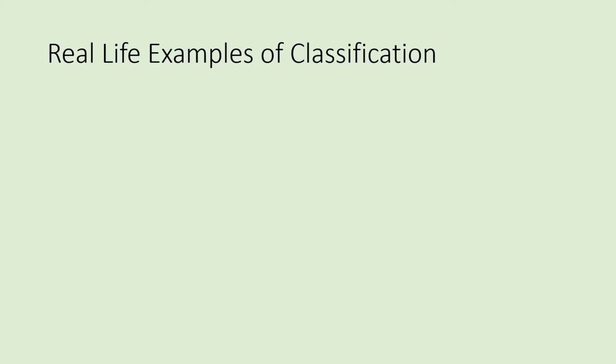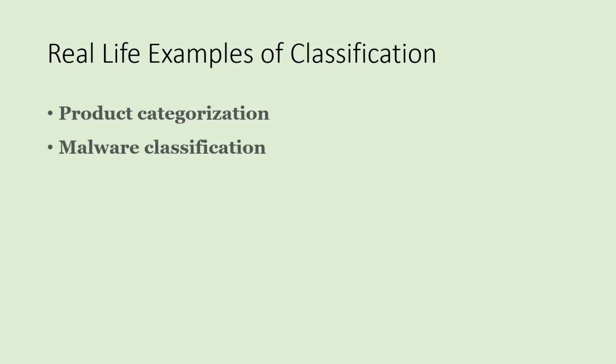Let's explore some real-life examples of classification. The first example is product categorization, when we classify the category of a product based on its features. The second example is malware classification, and it's used in cybersecurity. The third example is image sentiment analysis, when we classify whether an image has a positive or a negative emotion.